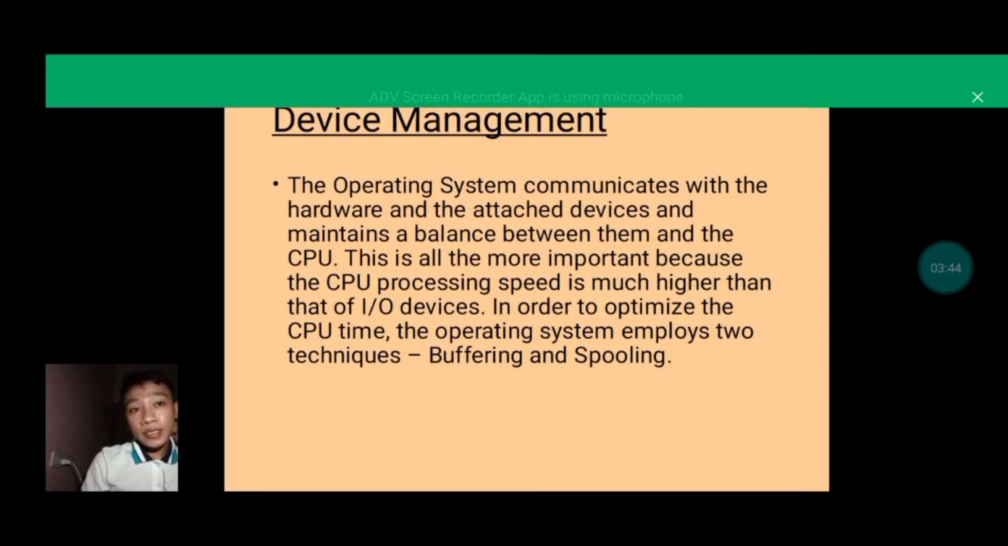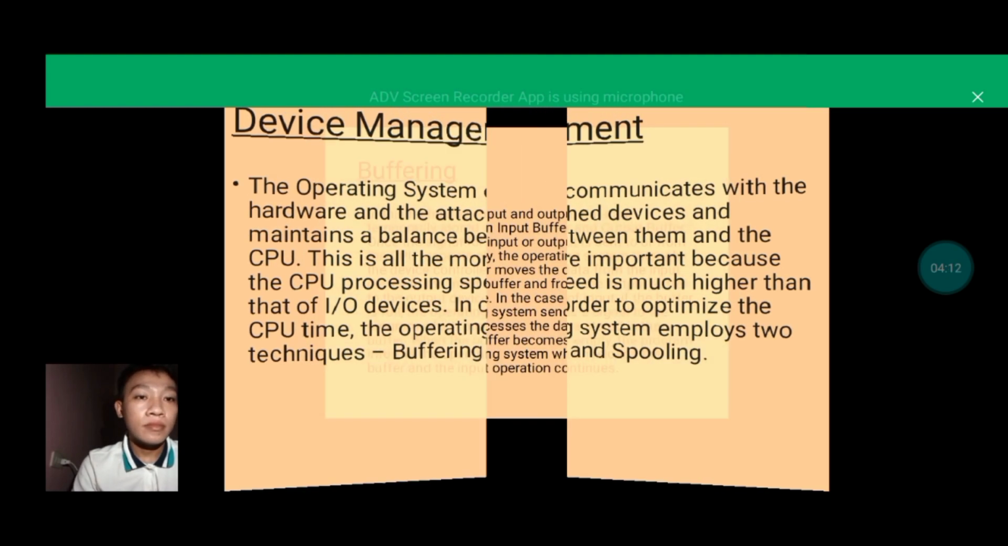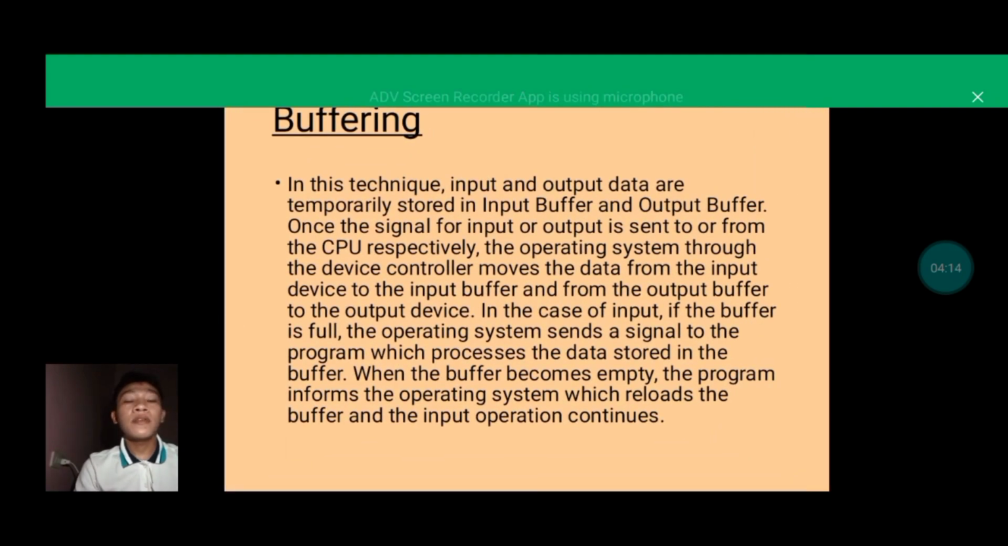Next is device management. The operating system communicates with the hardware and the attached devices and maintains a balance between them and the CPU. This is all the more important because the CPU processing speed is much higher than that of I/O devices. In order to optimize the CPU time, the operating system employs two techniques: buffering and spooling.